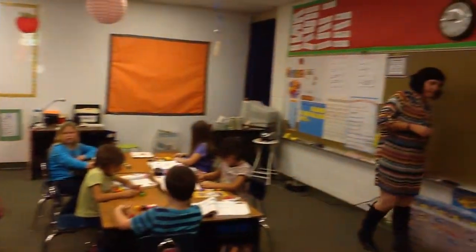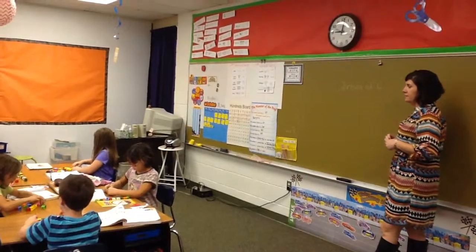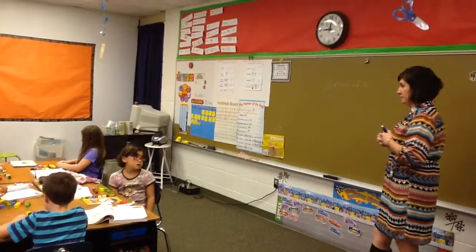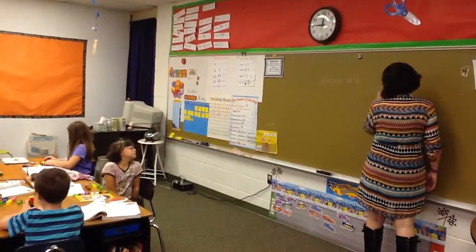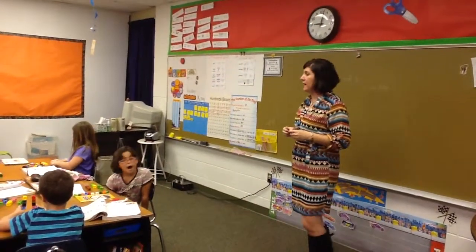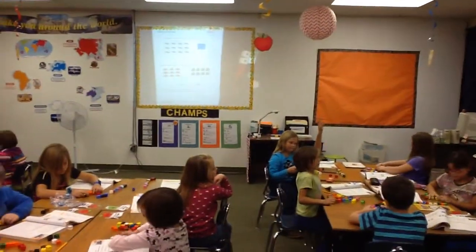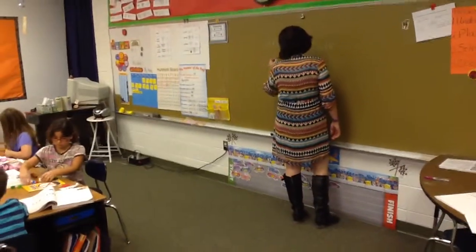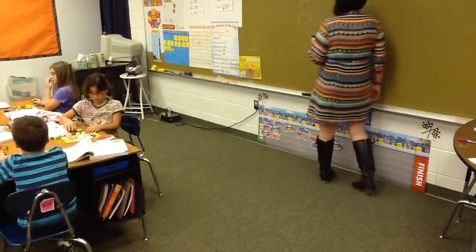So if I have 2 rows of 6, what would I need to do? Carly? 6 plus 6, which is 12. Repeated addition. 6 plus 6. Okay, but how do you have your blocks set up? How would I draw that? Would I draw 2 in each row? No. What would I need to draw?